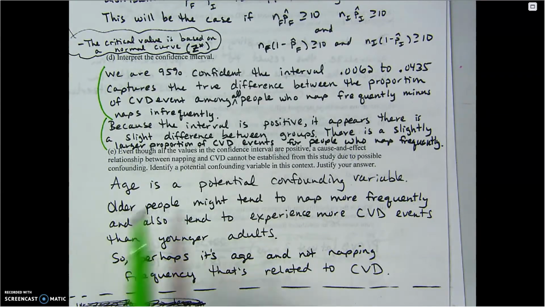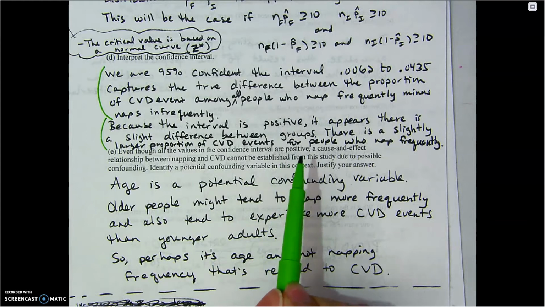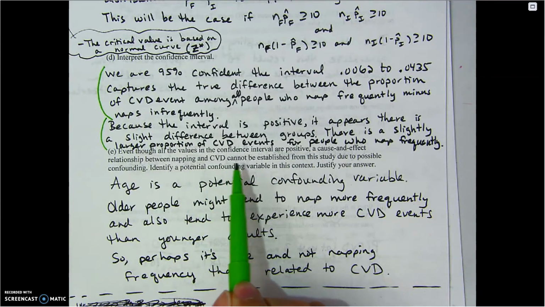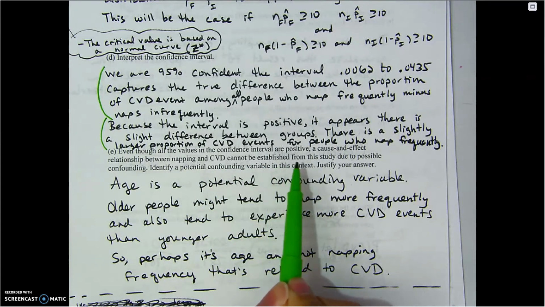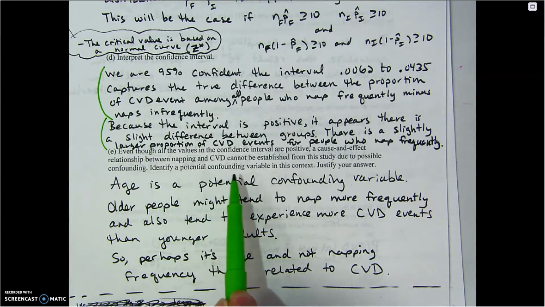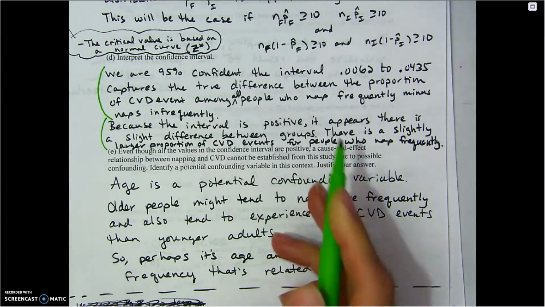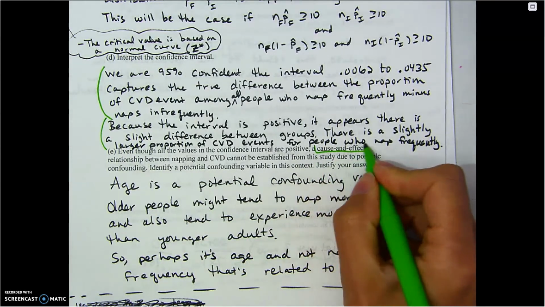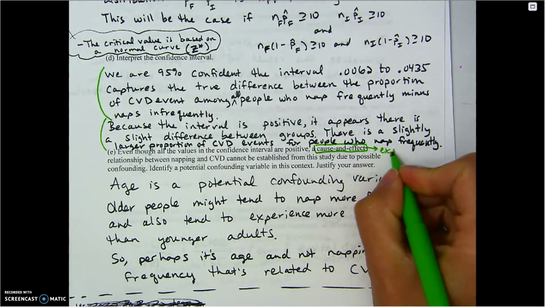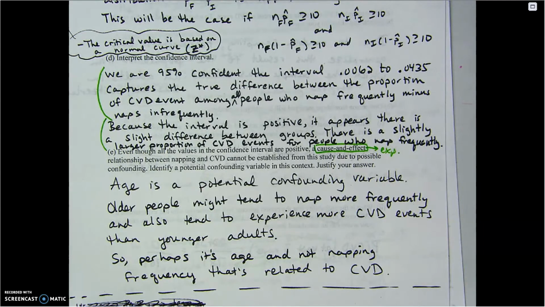All right, on to the last one. Even though all the values in the confidence interval are positive, a cause and effect relationship between napping and CVD cannot be established from this study due to possible confounding. Identify a potential confounding variable in this context. Also, side note, cause and effect can only be used if it's an experiment. And this right here is not an experiment. We did not experiment on people and say, you must nap, let me check your heart. Instead, it was an observational study.